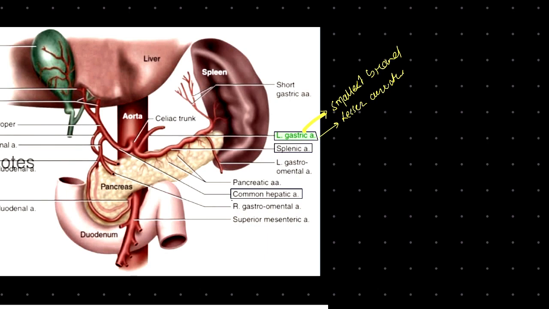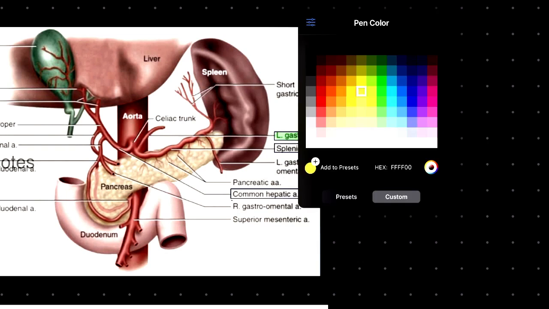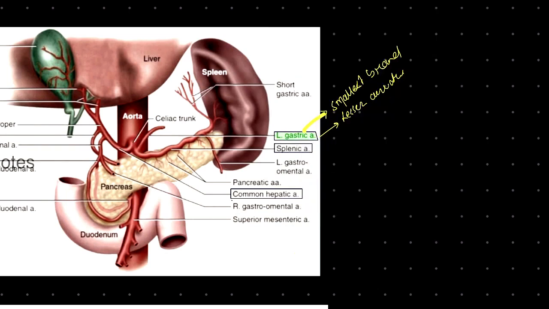So now moving forward, two important things about the left gastric artery: it is the smallest branch, and it supplies the lesser curvature of the stomach. Now moving forward, what is the other branch? We have the splenic artery, and another is the common hepatic artery. The three branches of the celiac trunk are the left gastric artery, splenic artery, and common hepatic artery.